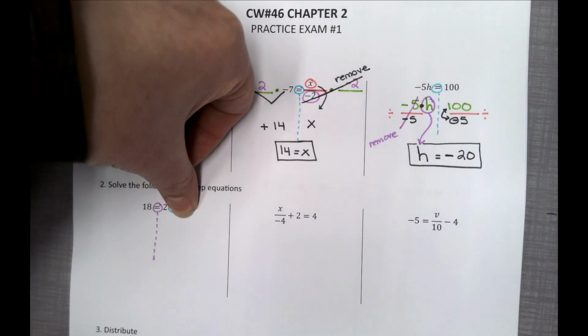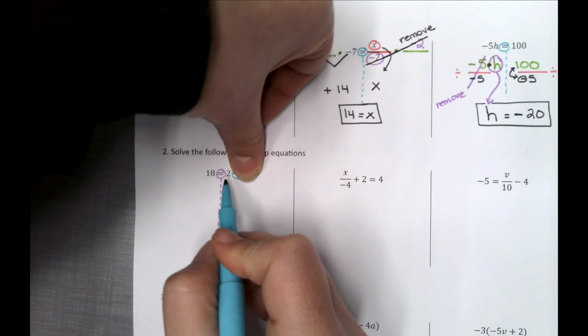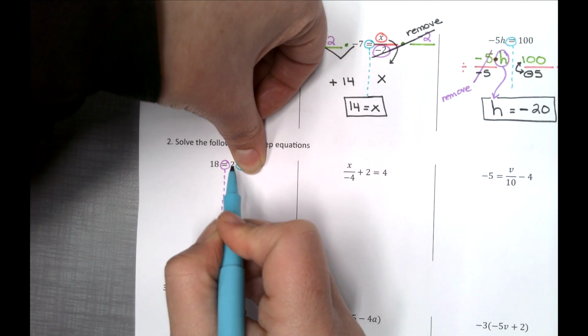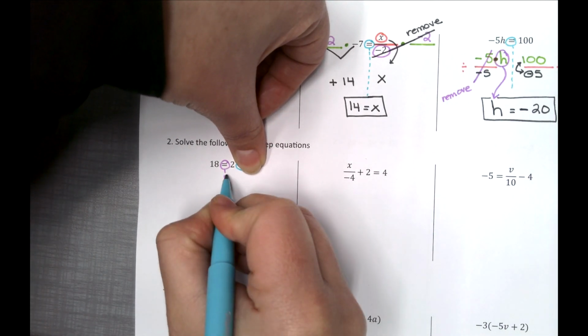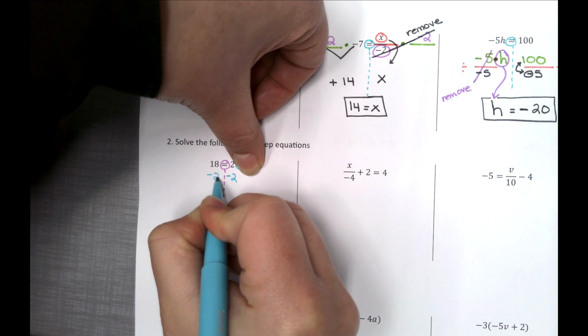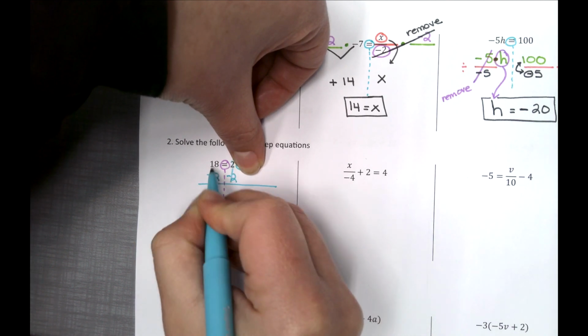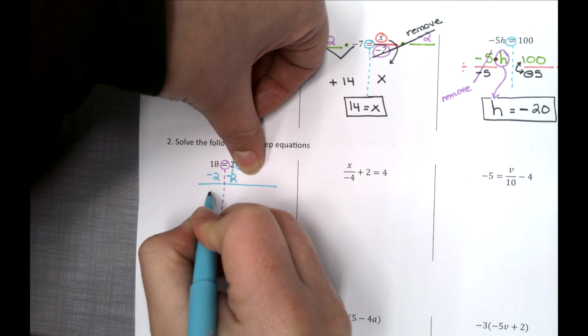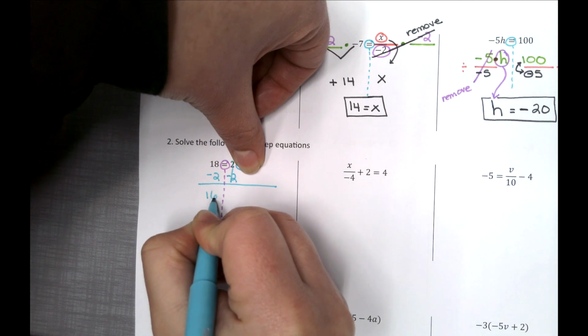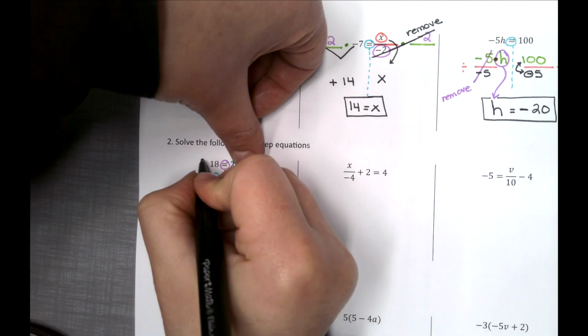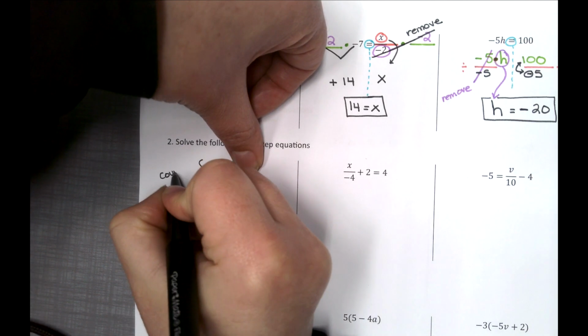I'm going to cover this up. Notice I have this 2 right here. Let me move this forward. This 2, where my marker is showing, is a positive 2, so I'm going to be subtracting 2 on both sides. Remove it. Bring this down. I have 18 minus 2, which is 16. Now this section right here is going to be your counters.